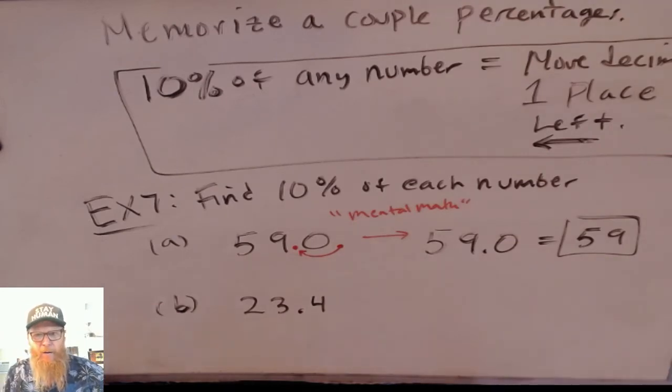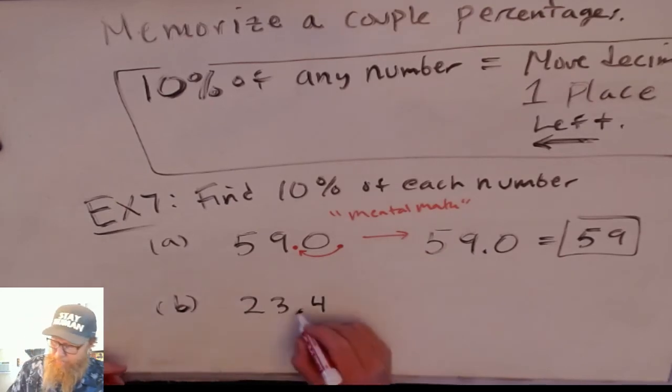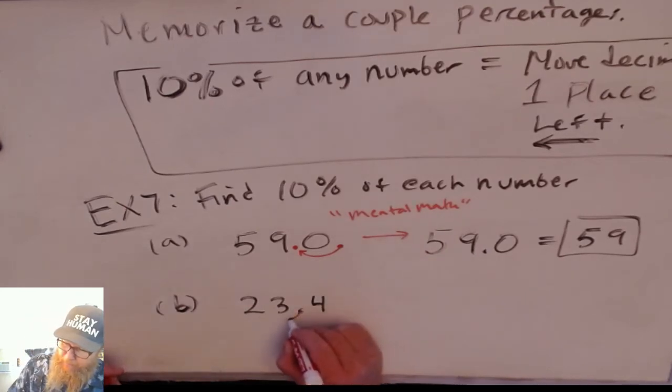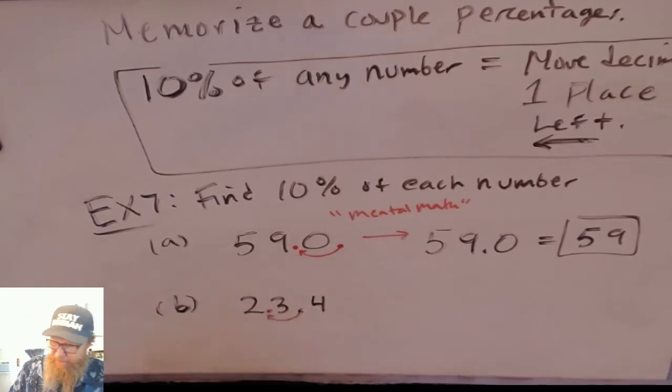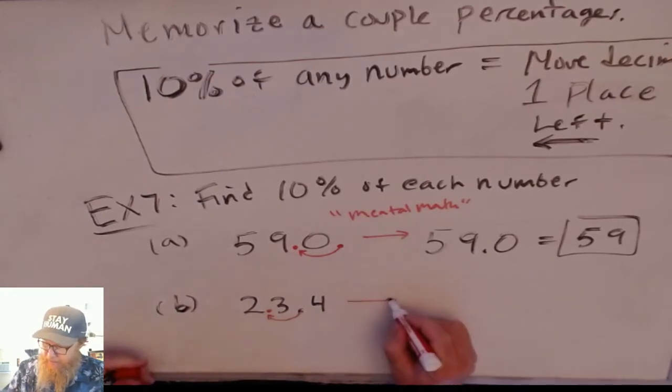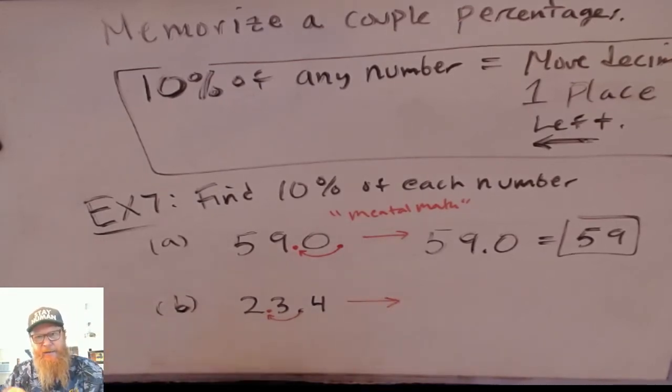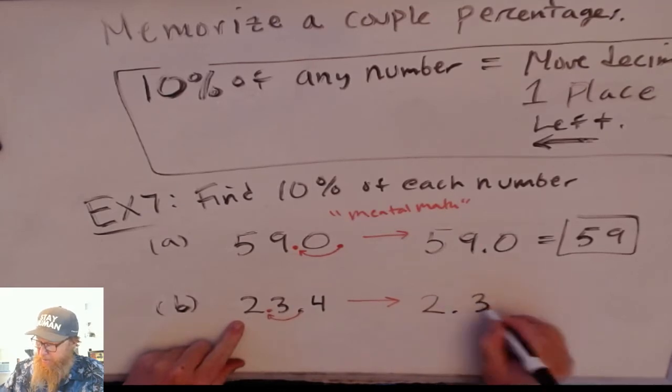$23.4. What's 10% of 23.4? Move the decimal one place to the left. Mental math gives me 2.34.